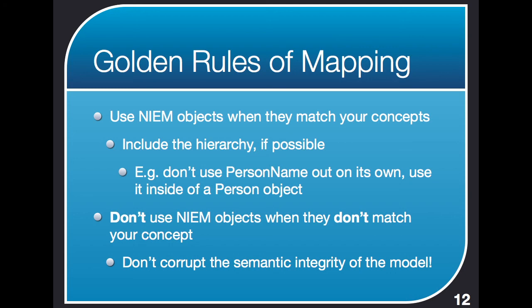The converse is don't use NIEM objects when they don't match your concept. Don't go thinking, this is kind of close to what I mean, so I'll just use this. Because when you do that, you corrupt the semantic integrity of the model, and that's a bad thing to do. When people get a certain NIEM object from you, they expect it to conform to the definition in the NIEM. And if you're using it for something close but not quite, then you're going to have problems with information exchange. Because what they'll be assuming that piece of information means may be different from what you're assuming it means, because you're not following the definition in the NIEM. So the golden rule: use NIEM objects when they match, but don't use them when they don't.